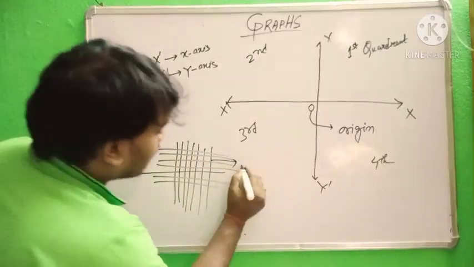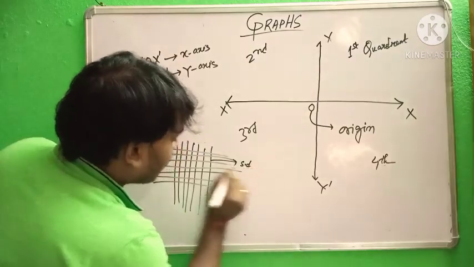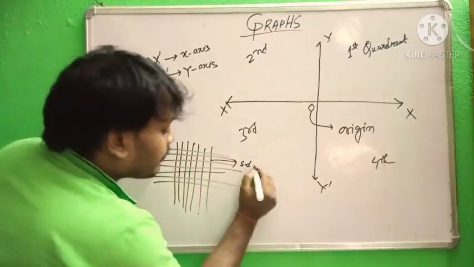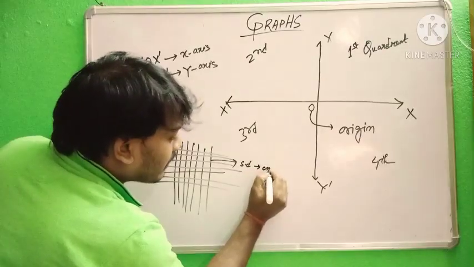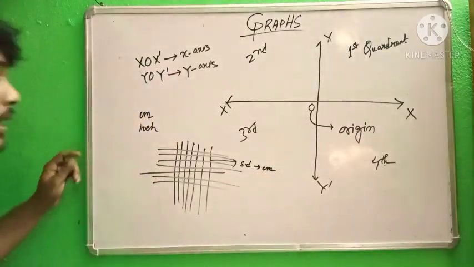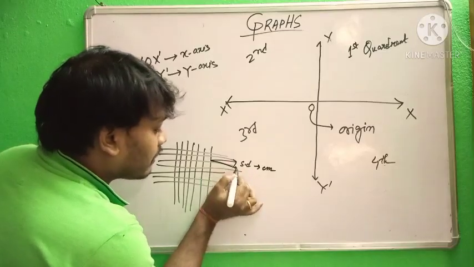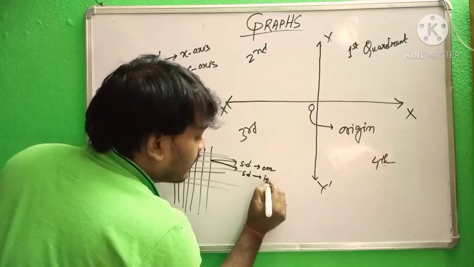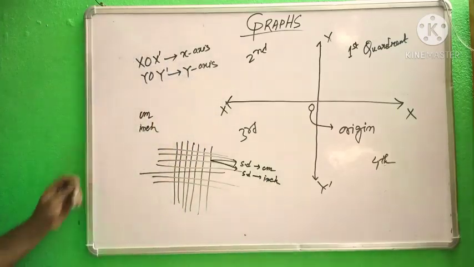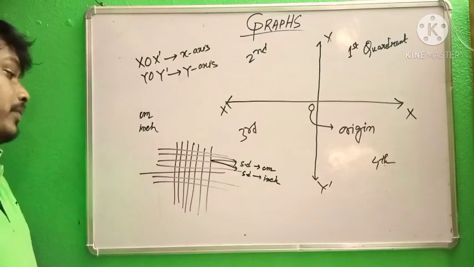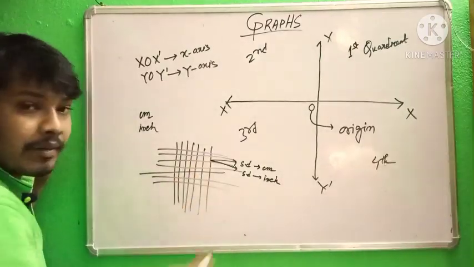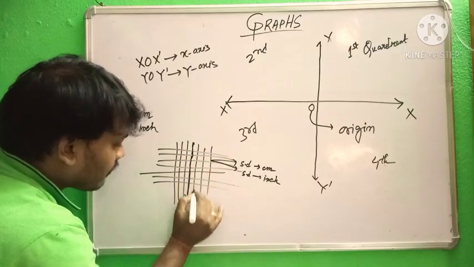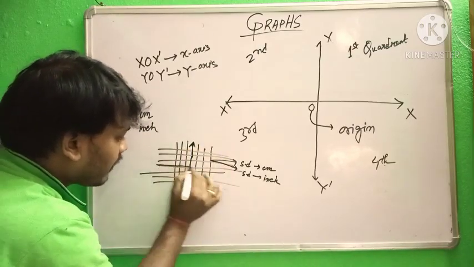If the length of one small division, or the side of one small square, is 1 centimeter, then it's called centimeter graph. And if the length of the small division is an inch, then it's called inch graph. Okay, so in this way graph paper is given. So we draw two axes here, two axes.